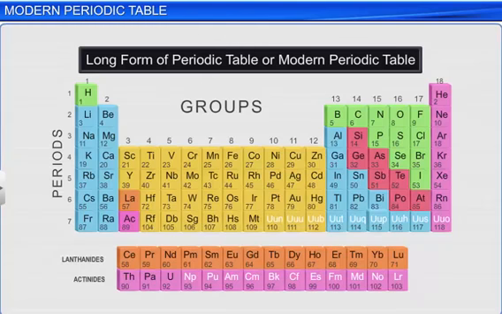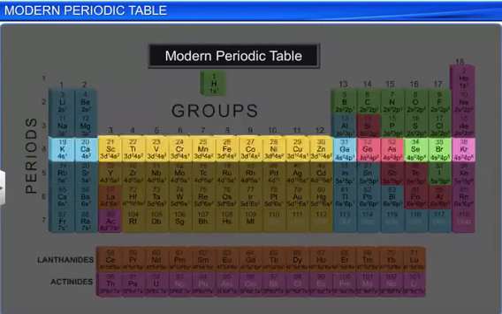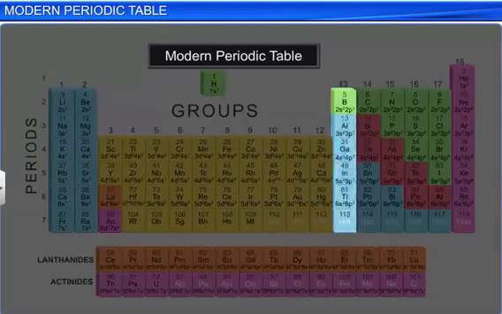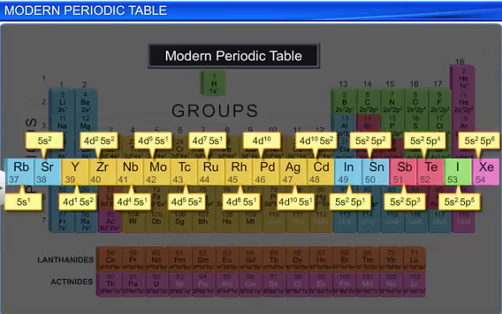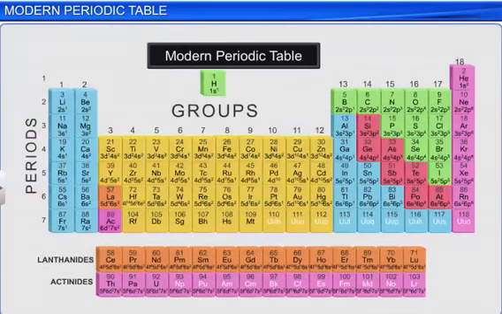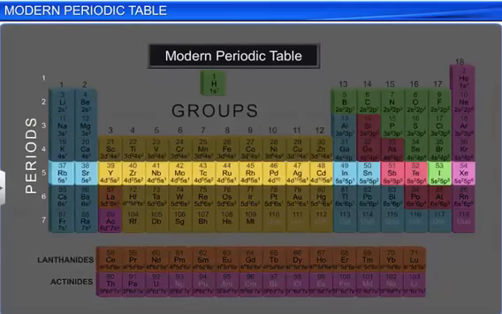It arranges the elements in horizontal rows and vertical columns based on atomic numbers, while keeping electronic configuration as the basis for periodicity in the properties of elements. Similar to Mendeleev's periodic table, in the long form of periodic table, the horizontal rows were called periods and the vertical columns were called groups.